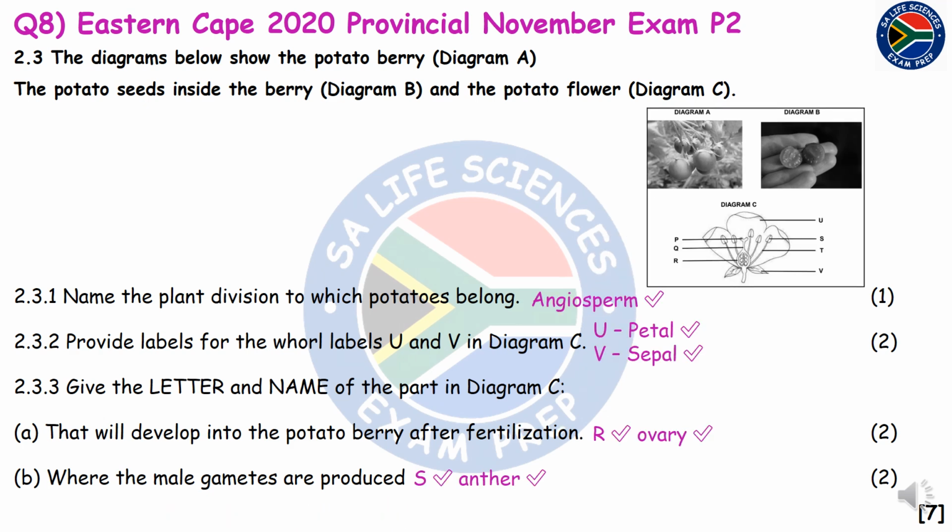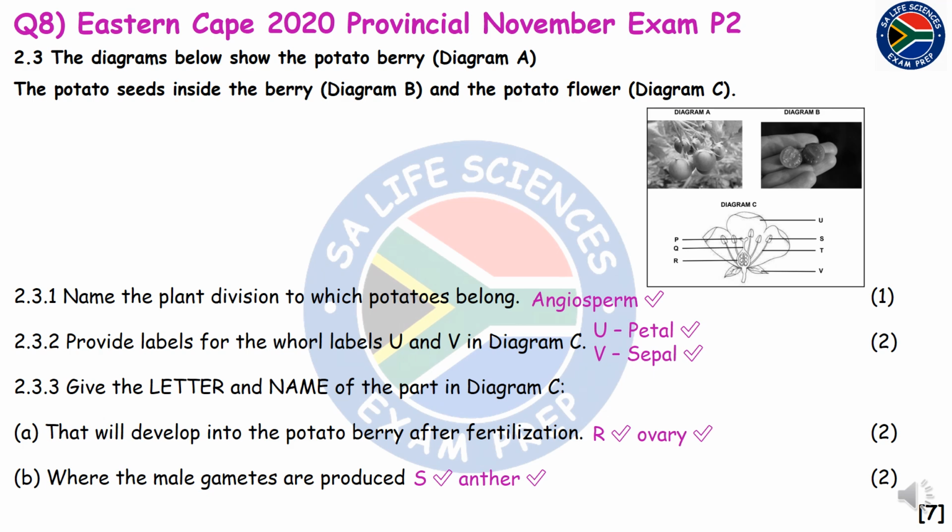Right, name the plant division to which potatoes belong. Potatoes belong to the angiosperm division. Remember that fruits and vegetables are part of the angiosperm division. We also know it's an angiosperm because it produces a flower, and angiosperms are the only division that produce flowers.